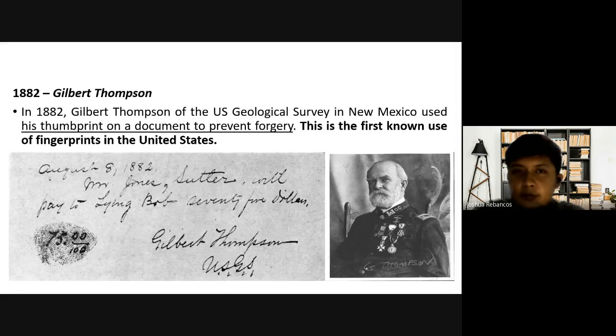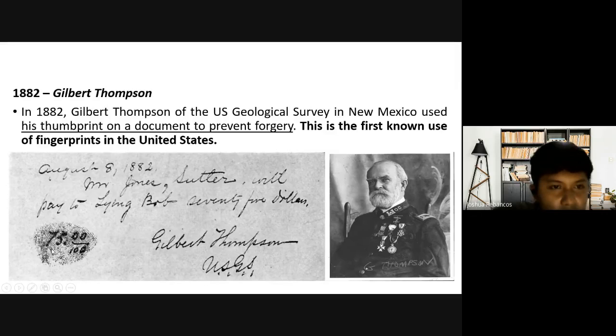Ito naman, tinatawag natin si Gilbert Thompson. In 1882, Thompson of the U.S. Geological Survey in New Mexico used his thumbprint on a document to prevent forgery. This is the first known use of fingerprint in the USA. So, si Gilbert Thompson, ito yung thumbprint niya. Siguro, ito yung right thumb niya or left thumb. Pero sa pagkakaalam ko, he used his left thumb. Or, pwede rin na yung right thumb.